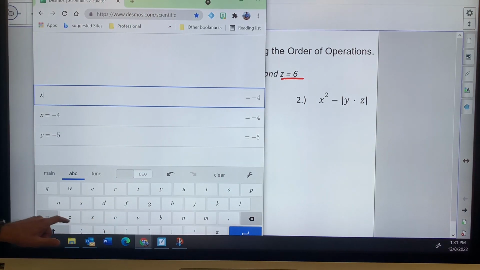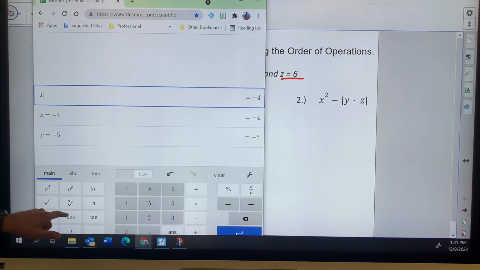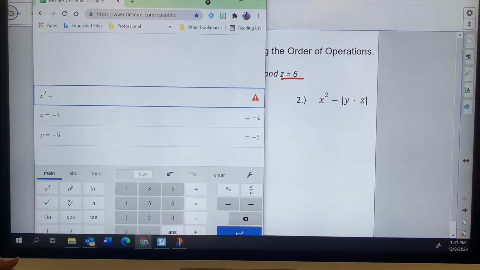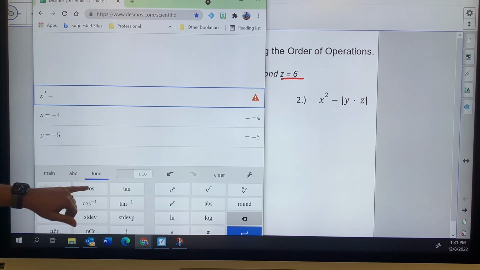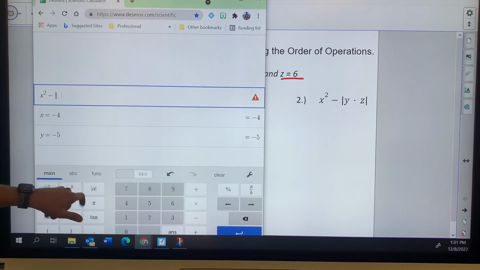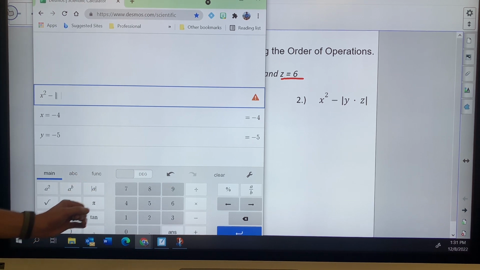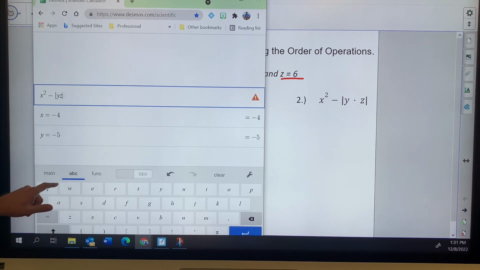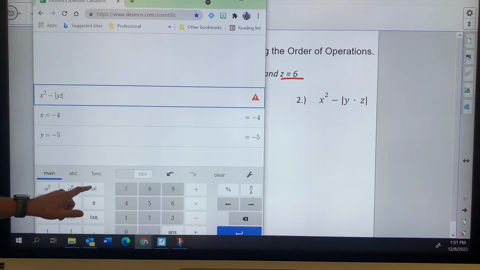My new one is x squared minus, and then it's got the absolute values. Yes, those straight lines are absolute values. I can't use parentheses for that, but what I can do is right there, right around the A, do you see the straight lines? That's my absolute value. I'm going to go back to the ABCs, and I've got y times z. And I'm going to end the absolute value. Y times z, I could just put y right next to z.